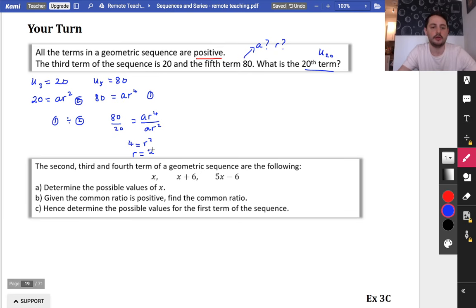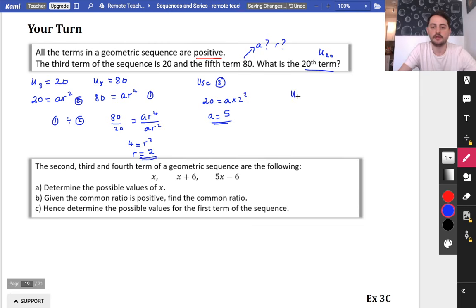Now, if we know that R is equal to 2, we should find out what A is equal to. So I'm just going to use equation 2. I get that 20 is equal to A times R squared, which is A times 2 squared. So A is 20 divided by 4, which is 5. So we now know that R is 2 and A is 5.